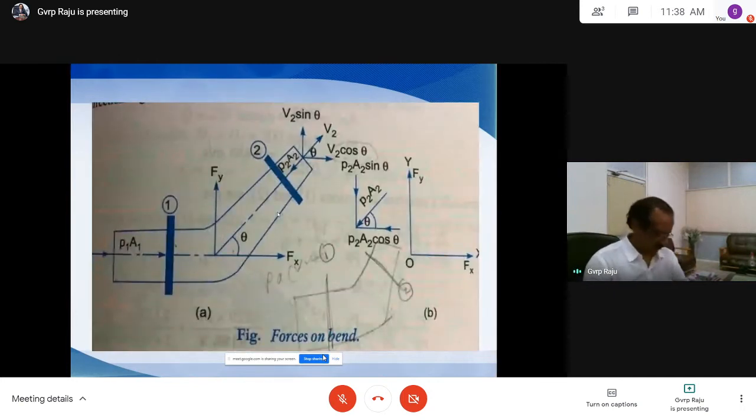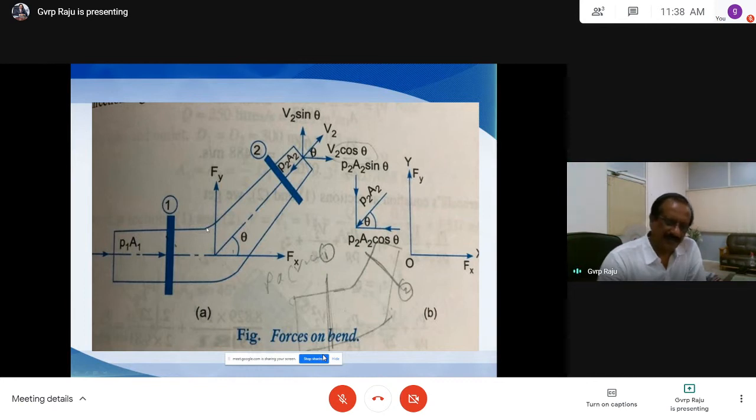We'll use the momentum principle for solving pipe bend problems. So this is the pipeline which is carrying fluid. This is called a pipe bend. The pipe is horizontal here, and from here there is an angle of bend theta, and the flow starts here and moves in this direction.